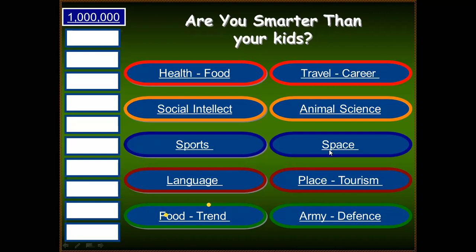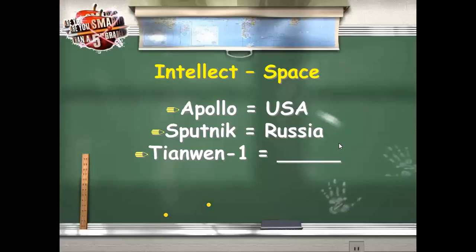Mohammed Sheikh. Okay, Mohammed Sheikh from Mumbai. Is that right, Mohammed? Yes. All right, Mohammed. So we are going to your first question, that is space. And then we'll talk about what of the FISHES goal setting we are. Here is your question on your screen. It's an easy question. Apollo belongs to United States. Sputnik belongs to Russia. So what do you think Tianwen 1 belongs to? Which country does it belong to?